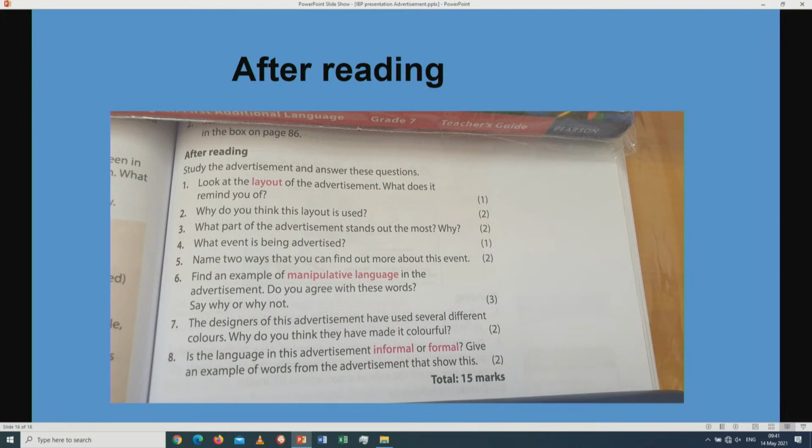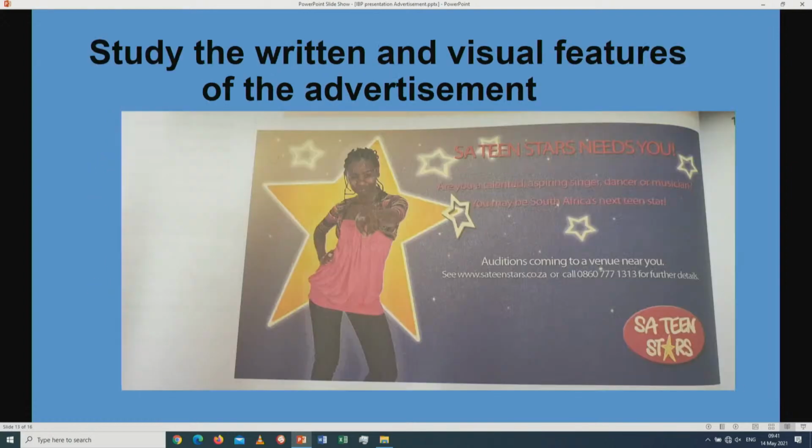Next question, number 7. You are almost there. The designers of this advertisement have used several different colors. Why do you think they have made it colorful? Let us go and look at the colors that the designers use in the advertisement. Give yourself some time and look at the colors. The colors have made this advertisement colorful so that it attracts your attention and appeals to you. Look at the yellow star at the background of the girl.